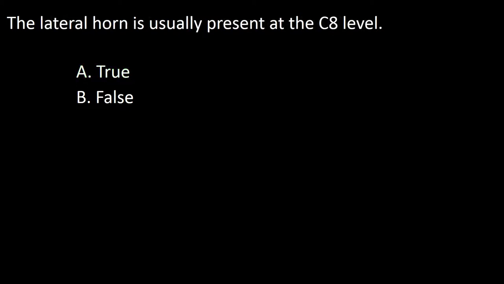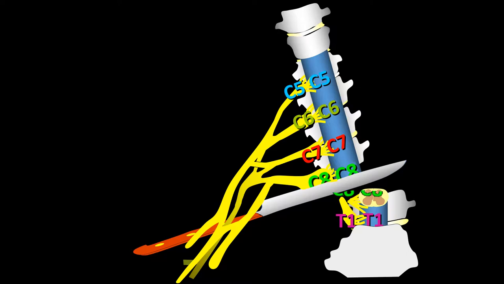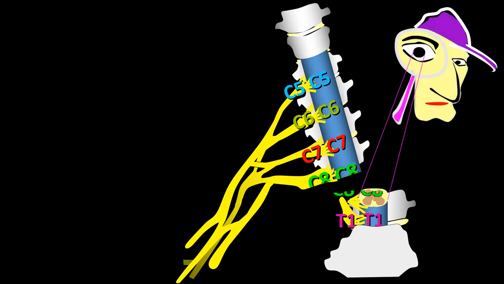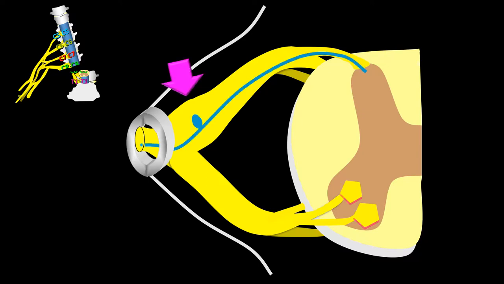Next question. The lateral horn is usually present at the C8 level. A true, B false. This is a representation of the spinal cord with the vertebral body removed. Were we to cut at the place indicated, that is at the level of C8 spinal bundle, spinal nerve, and spinal cord, as I am presenting in this frame, and then look at the transverse cut, we would see the spinal cord, the ventral and dorsal roots, and the spinal nerves. In the dorsal roots, close to the formation of the spinal nerve, we would see the spinal ganglia, which houses the sensory neurons.